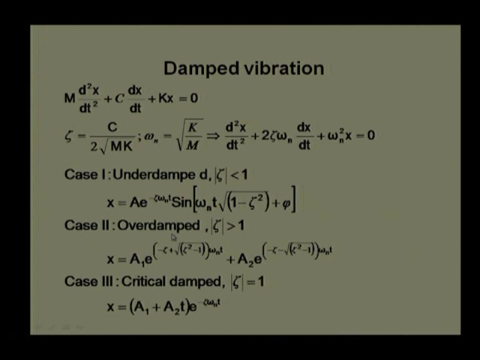Case 2 is overdamped, with zeta greater than 1. Here both exponential terms go to the negative side, so this will be continuous decay. And the third case, when zeta is equal to 1, is a boundary case: it will take one period to stop the vibration. If we disturb any block, any system, any component, it will come to rest after one period, one complete cycle.